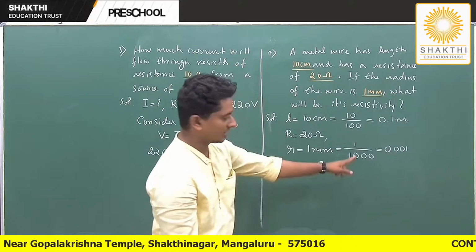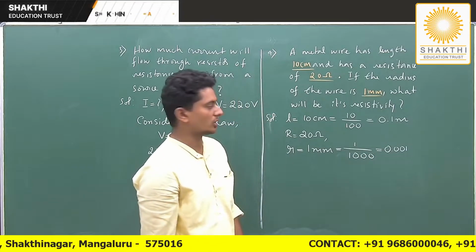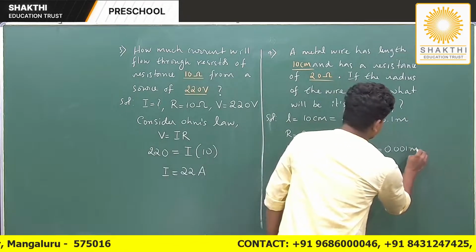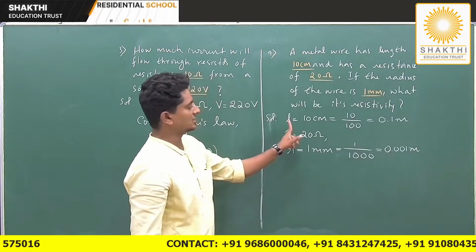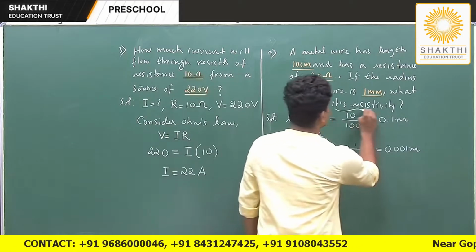0.001. You can verify this. You can just use your calculator also. You can verify whether this is true or not. Meter. So this is my radius, this is my length, and this is my resistance. What they are asking, what will be its resistivity?